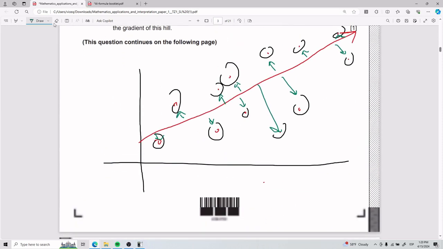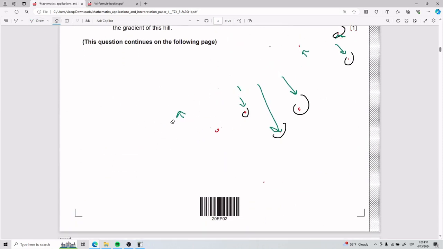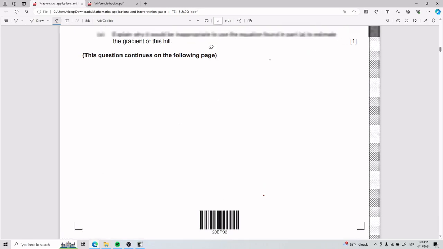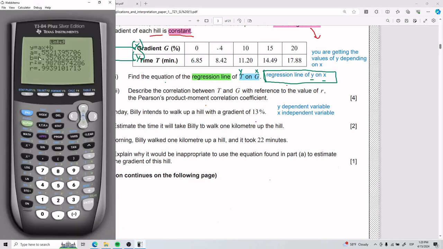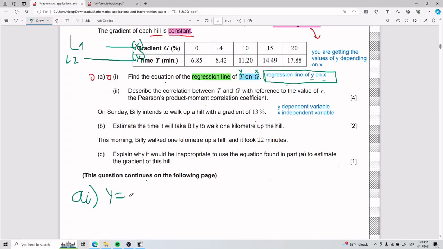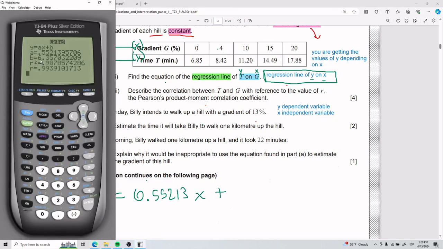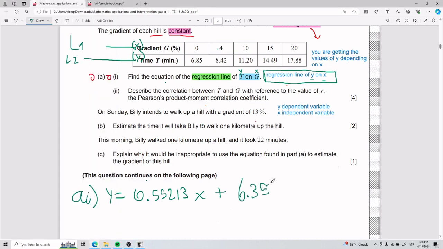Anyways, for part A one, let me just write it over here so that we're all on the same page. For finding the equation, here it is. You have y equals your A value, which is 0.55213x, plus your B, which is 6.3570, and there it is. Okay?